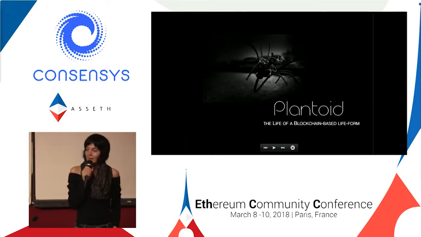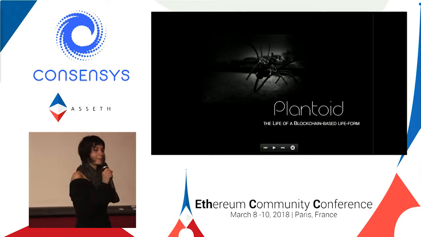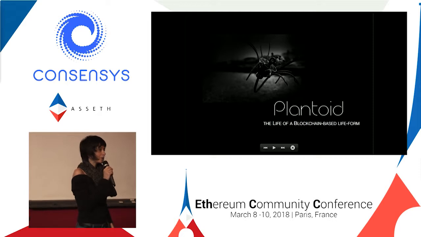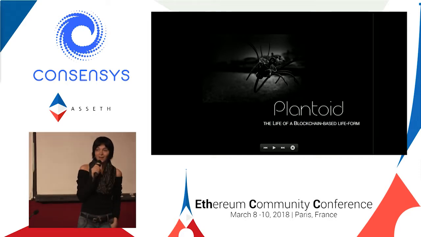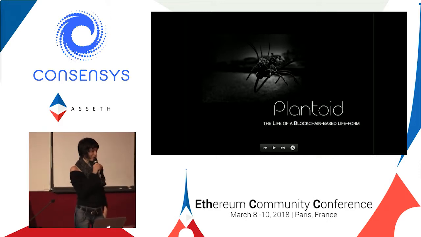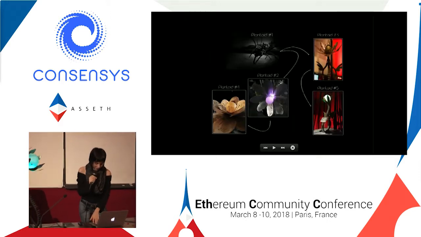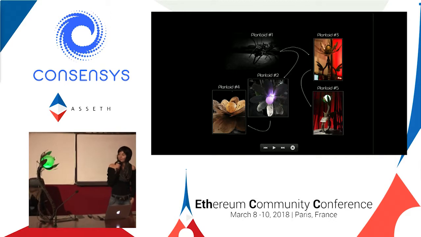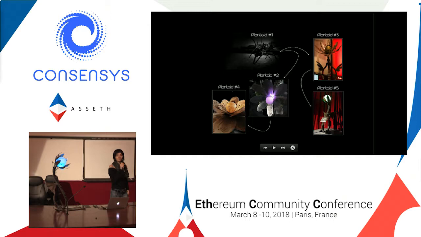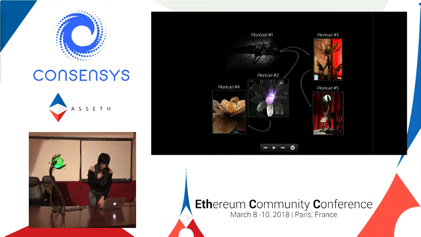And so this is mostly an artistic experiment, and the idea was to illustrate in the physical world what it means to be a DAO, and how we can actually reproduce and make DAOs evolve. So this is Plantoid number 5, which is the child of Plantoid number 3, which is itself the child of Plantoid number 1, which was the Genesis Plantoid.